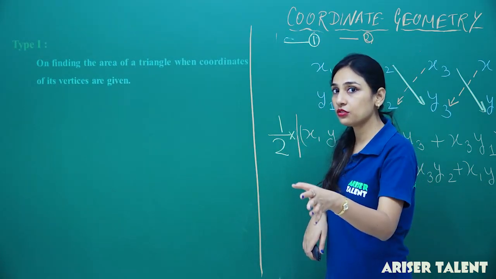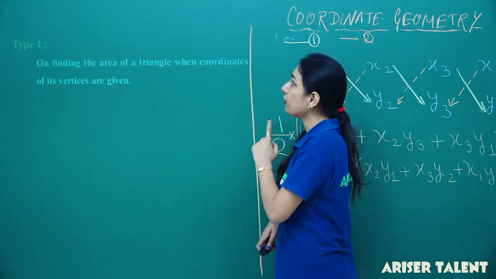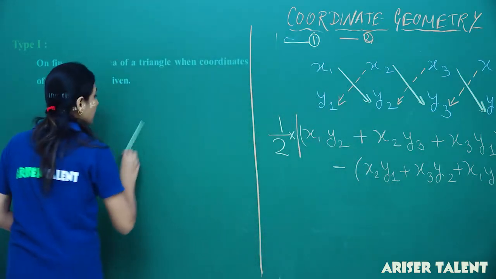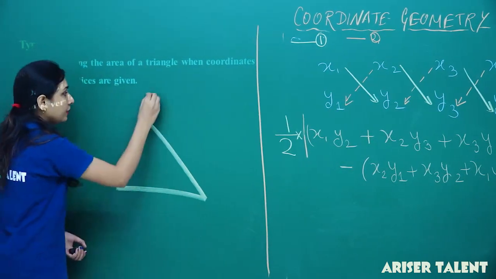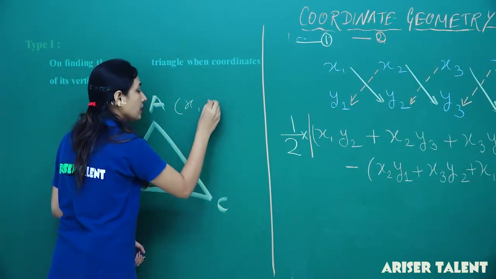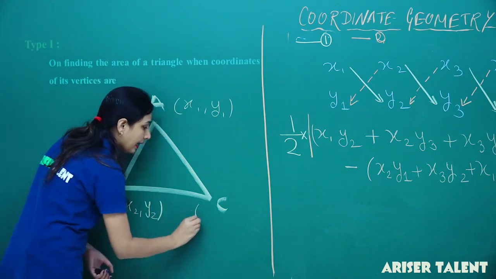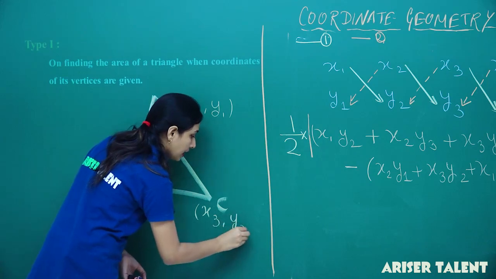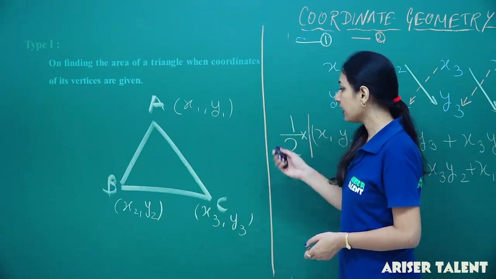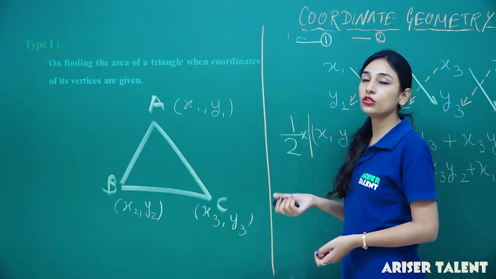Now type 1 question is what? The type 1 question is on finding the area of a triangle where coordinates of its vertices are given. That means you have a triangle ABC, and you are provided with x1, y1, x2, y2, x3, y3. In this case, you have to find out the area of the triangle. Now x1, x2, x3 and y1, y2, y3, these are all the values you are going to find out.